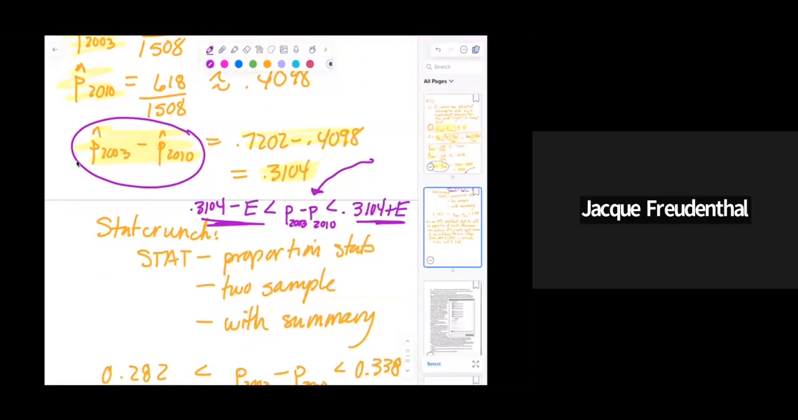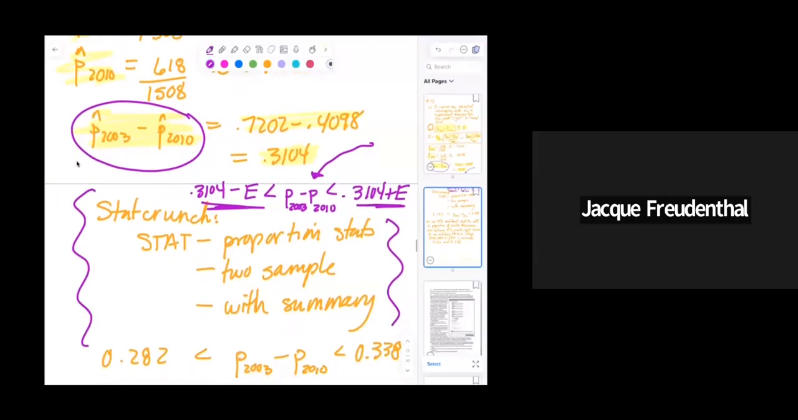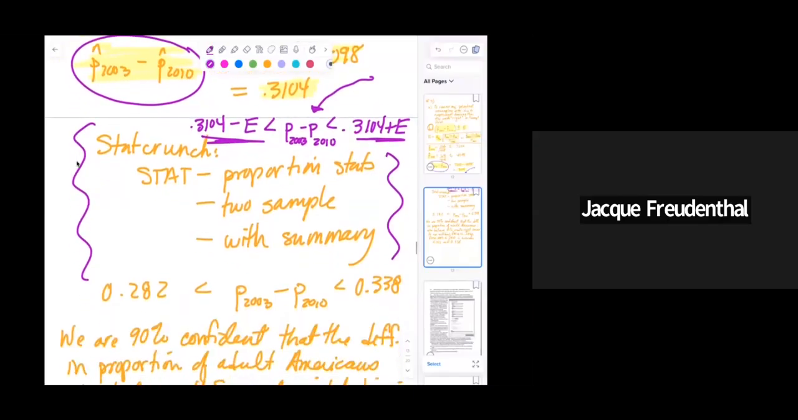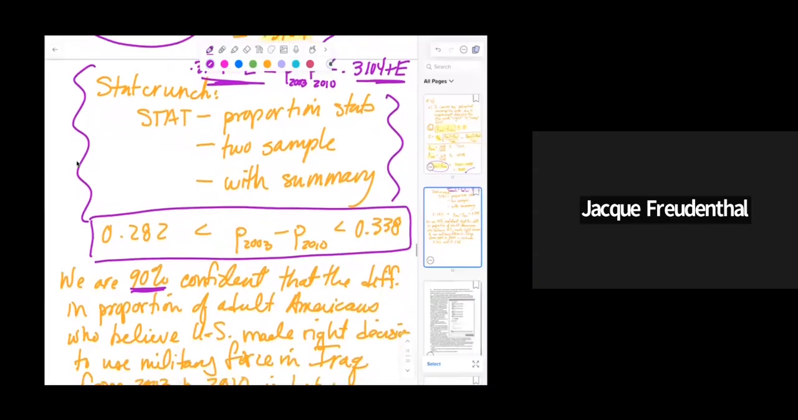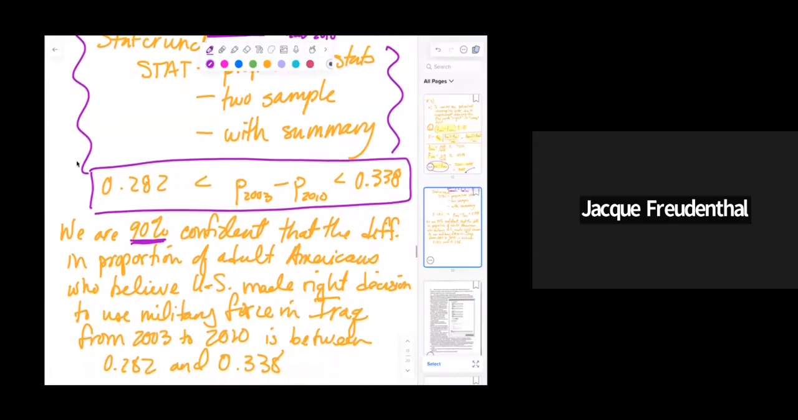The way we can do this is we can get into StatCrunch. We go into proportion stats, 2 samples with summary. It'll be the same place we do hypothesis testing, which is convenient. So when you do that, we get these results for the lower and the upper bounds. And we can interpret that because we just looked at a 90% confidence interval. We are 90% confident that the difference in proportions of adult Americans who believe U.S. made the right decision to use military force in Iraq from 2003 to 2010 is between 0.282 and 0.338. So there was quite a bit of a change, I would say, between 2003 and 2010.